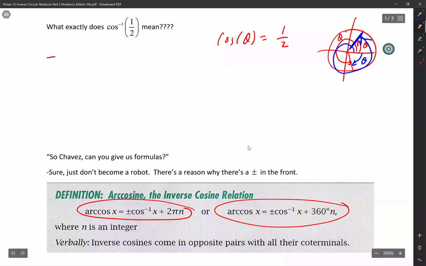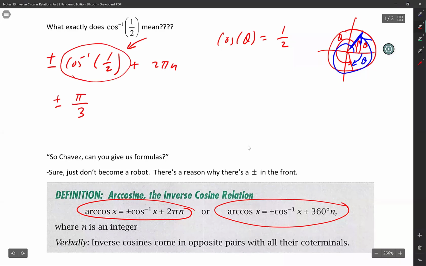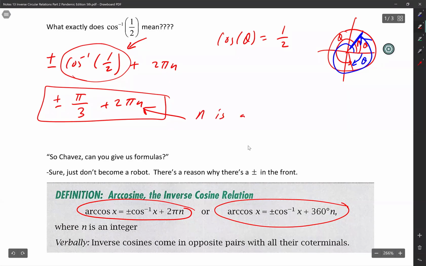So what did we say? We said plus minus arc cosine of half. And then we said the principal branch, or the very first one that we get, is pi over 3, because that's 60 degrees. So I think I said plus minus arc cosine half plus 2 pi n. And then arc cosine of a half is pi over 3. So pi over 3 plus 2 pi n. And then this is going to give us all the answers, where n is an integer. N is a whole number.